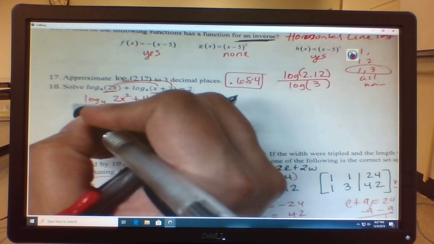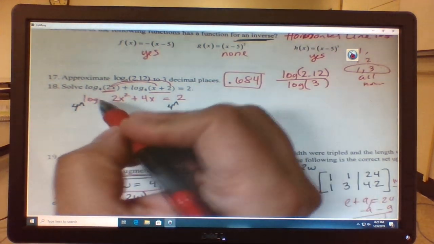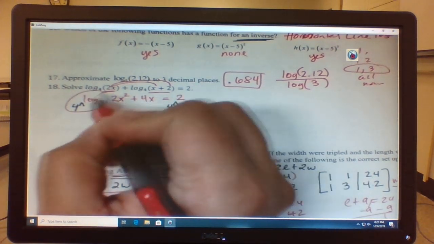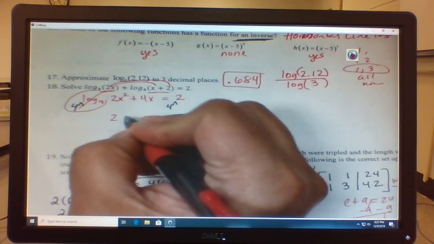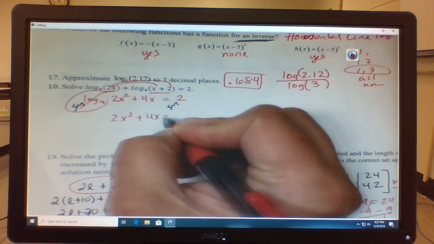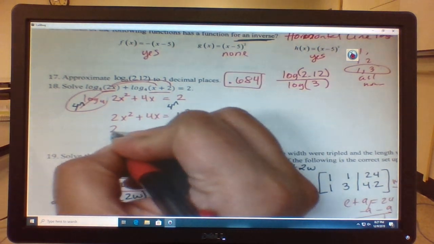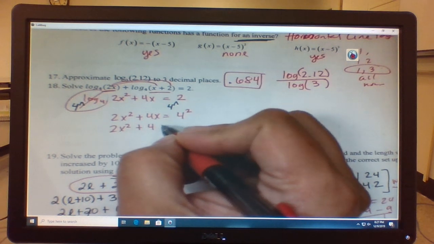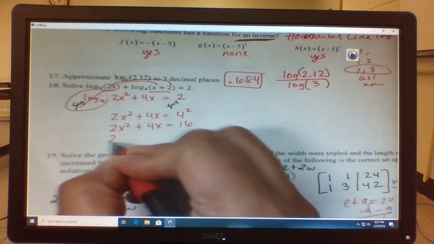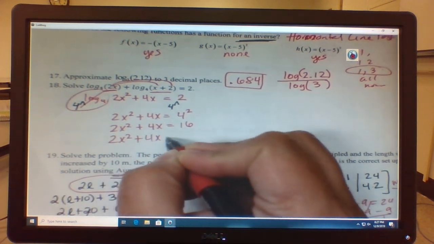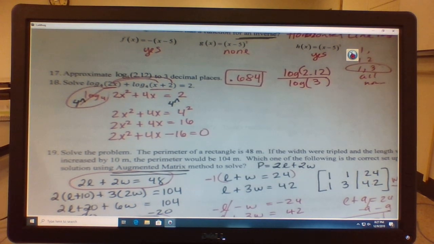How do you get rid of a log base 4? 4 to the power of all that cancels this. You know how e and ln cancel each other? That's the way we learned that they cancel. So this becomes 2x squared plus 4x equals 4 to the second power. And what is 4 to the second power? 16. And I'm going to tell you something right now, just in case, as a backup: 2x squared plus 4x minus 16 is equal to 0, because I need to move the 16 over, right?